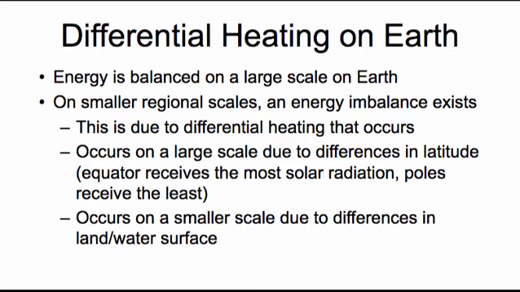For example, the equator receives more solar radiation, the poles receive least, so there's a difference in latitude on how much heat is distributed at those two places. In addition, it also occurs on an even smaller scale between land and water. So if you've ever been at the beach, you know that land tends to heat up faster than water does. So during the day, the sand will be really hot, but at night, the sand will be really cold, whereas the temperature of the water doesn't tend to fluctuate as much.